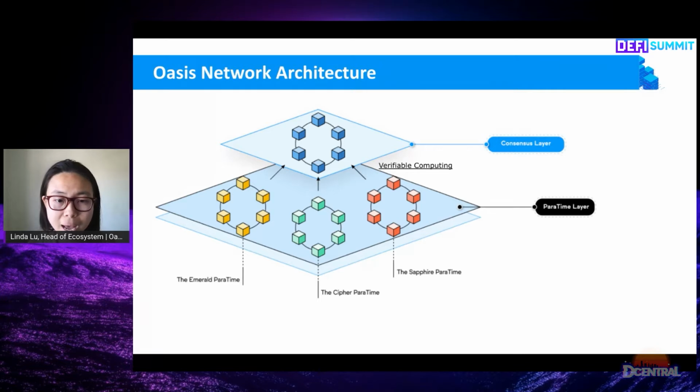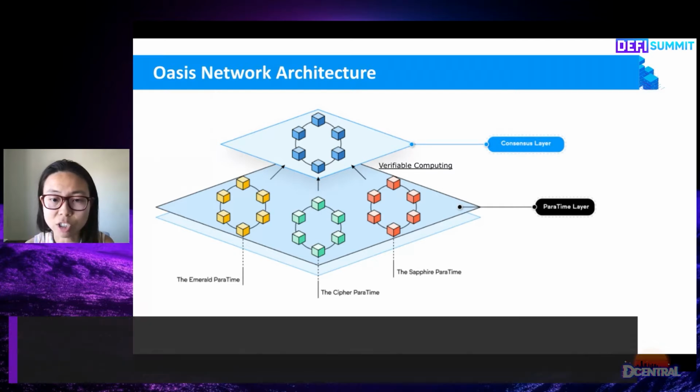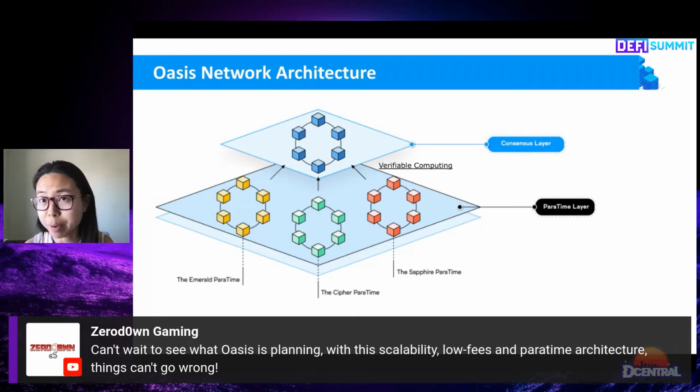We currently have 3 ParaTimes on the network. We have the Emerald ParaTime, which is the EVM compatible ParaTime. We have the Cipher ParaTime, which is the WebAssembly based ParaTime. It also has confidential compute enabled. And recently we launched the Sapphire ParaTime, which is the confidential EVM compatible ParaTime, which also has privacy preserving technology and confidential compute enabled. So it's quite exciting.